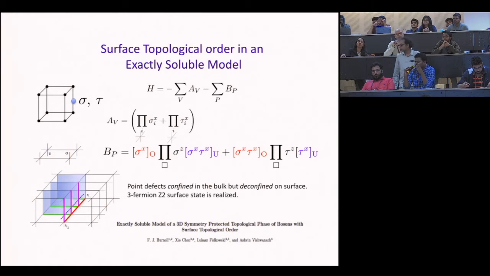Sir, I have a question regarding this surface topological order. This topological order will depend on the genus of the system, right? But how will you differentiate that topology from the bulk to surface?